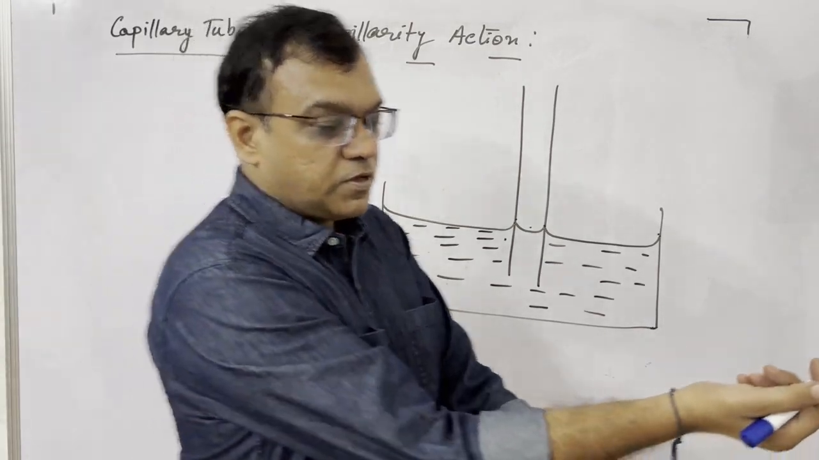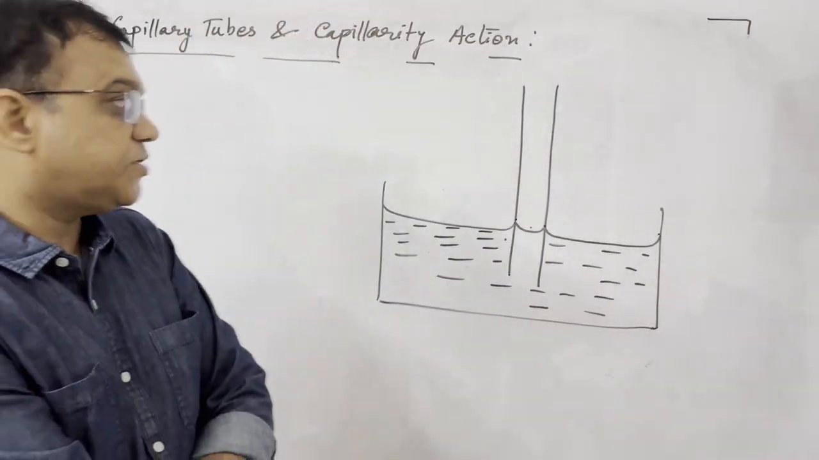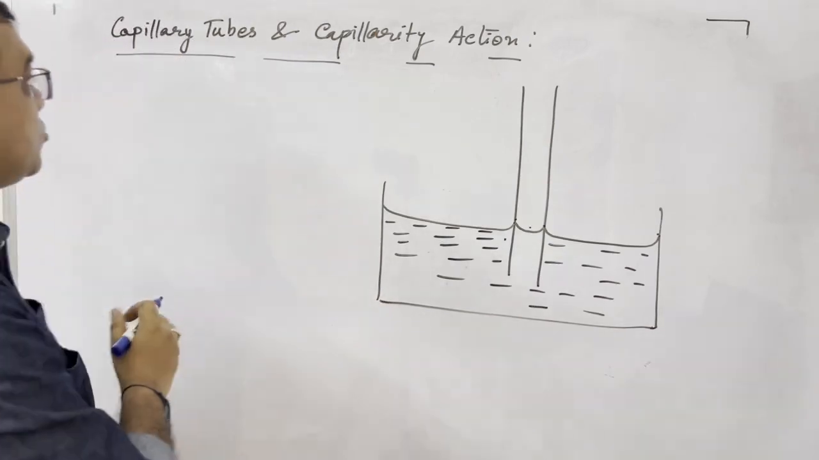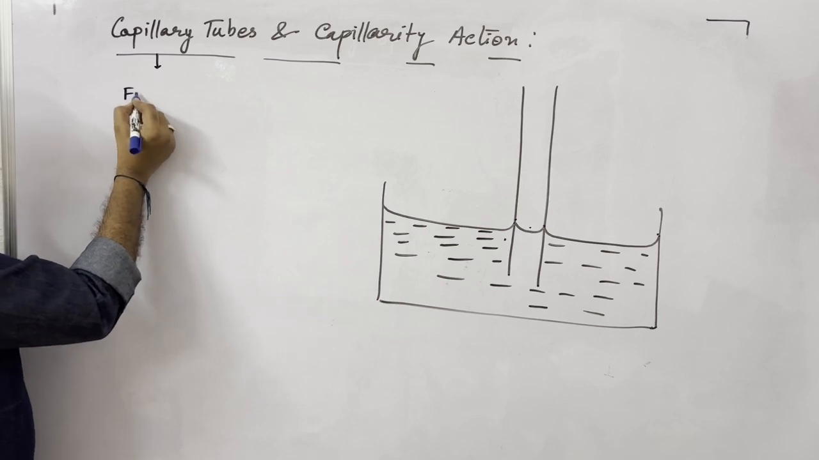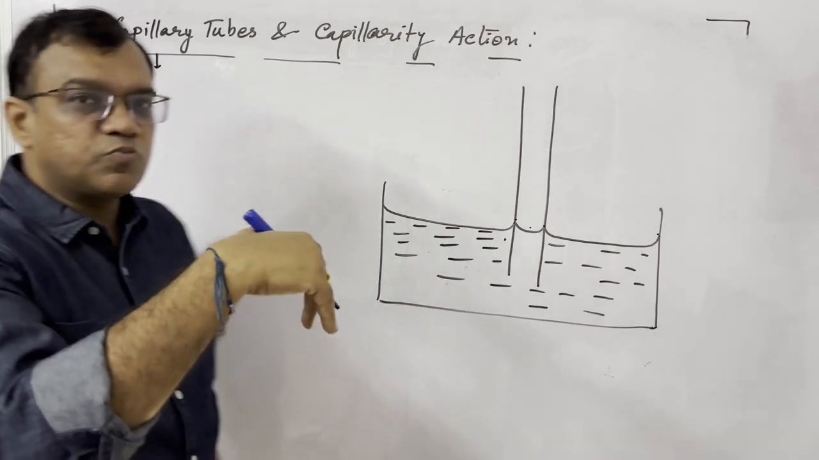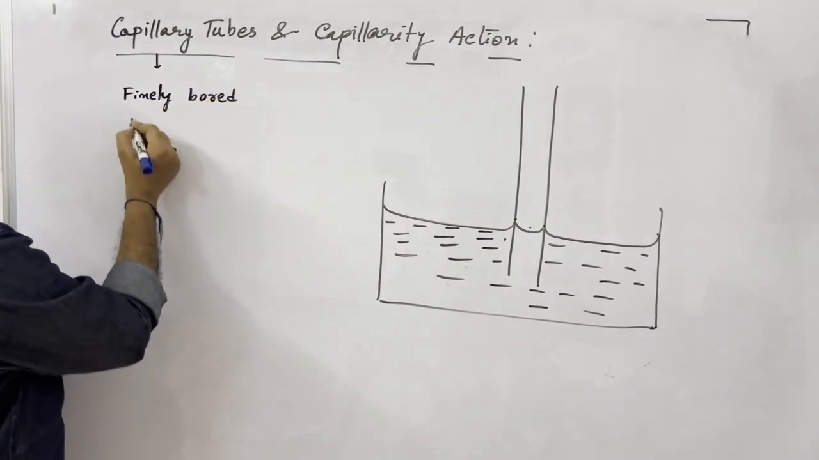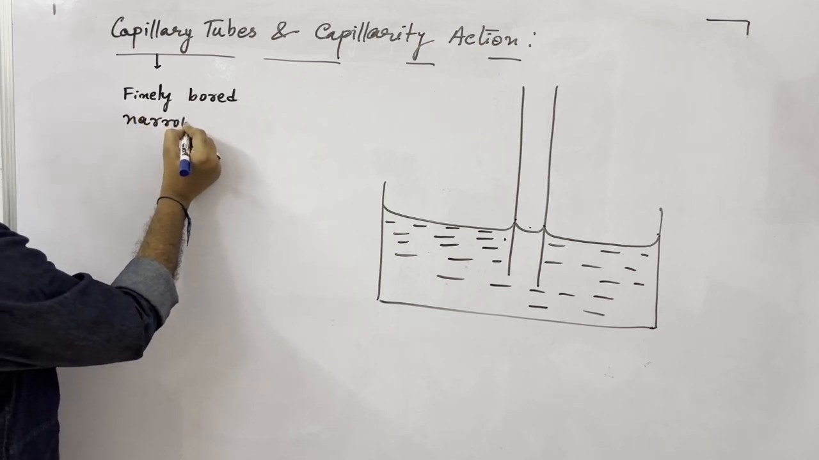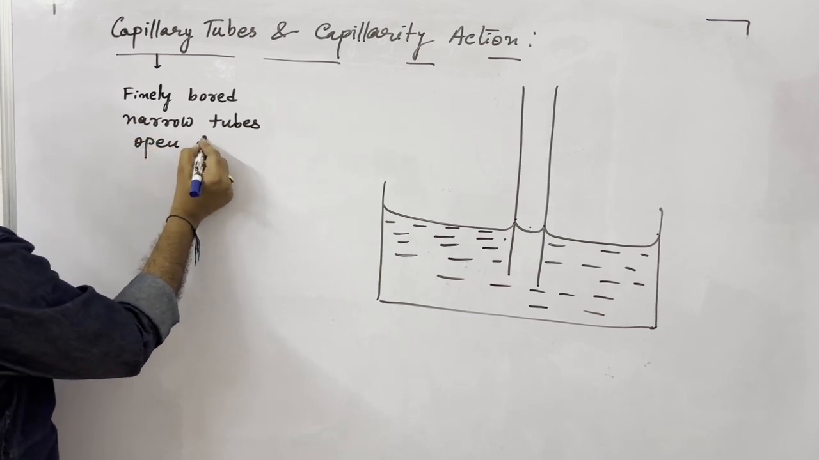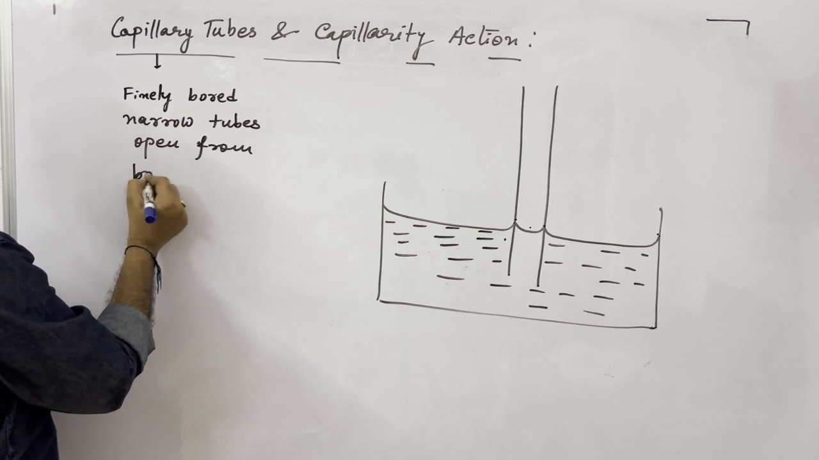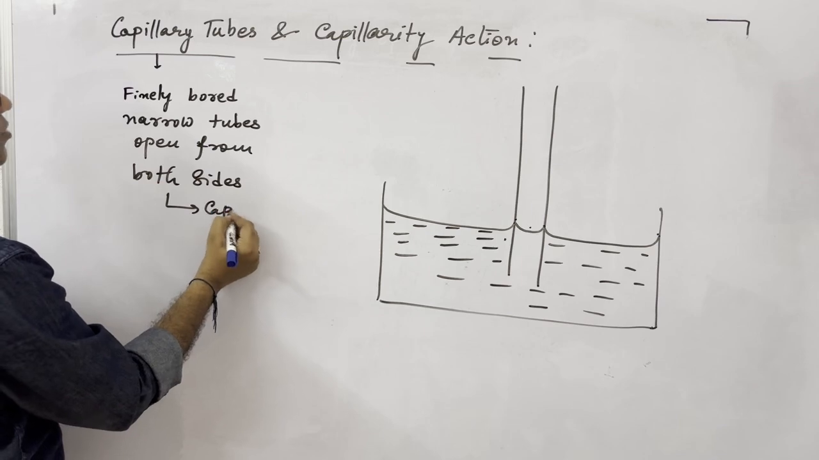Hi students, in this part we'll discuss capillary tubes and capillarity action. First we'll see what a capillary tube actually is. Finely bored means they are smooth from inside. Finely bored, narrow tubes, open from both sides. They are said to be capillary tubes.